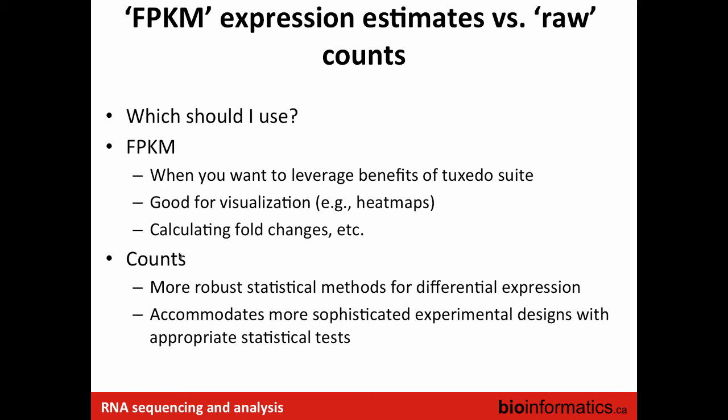The FPKM style measurements are good when you want to leverage all of the benefits and usability of the Tuxedo suite. I prefer it for visualization. So if I'm trying to make a heat map and show global expression patterns and differences between sets of samples, I find FPKM is a very convenient starting point for that. Raw counts, not so much. Calculating fold changes, things like that.